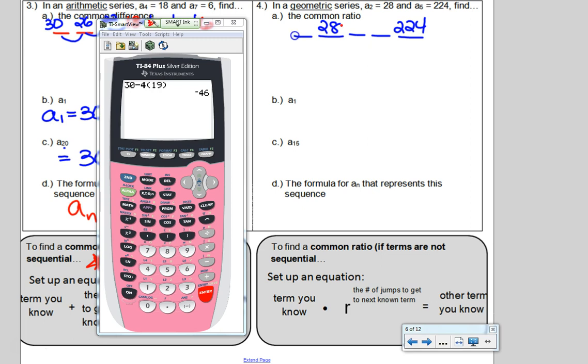So I know that I'm multiplying by R to get to that, multiplying by R to get to that, multiplying by R to get to that number. So 28 times R times R times R is 28 times R cubed. And then solve.